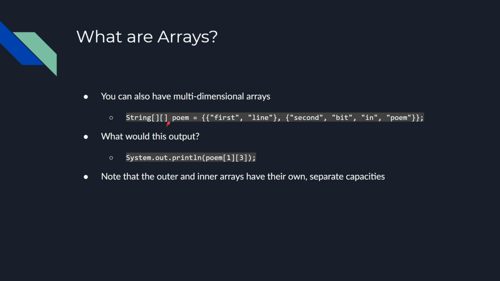Now, we can also have multi-dimensional arrays. You see 2 sets of square brackets. This would be an array of strings. In this way, we could have an outer array here, and then we could have 2 inner arrays. Now, if you're doing something like a game, this is how you could do X and Y, right? You have the 2 dimensions. Or it's just a way to store data in a more complicated format.